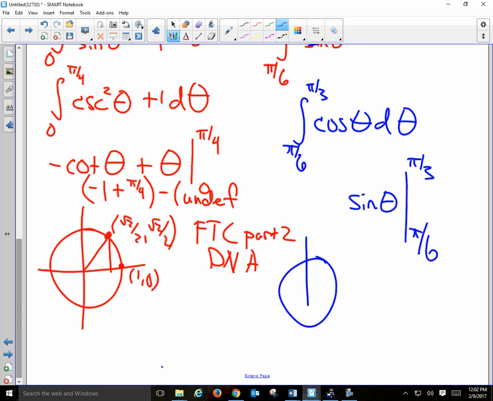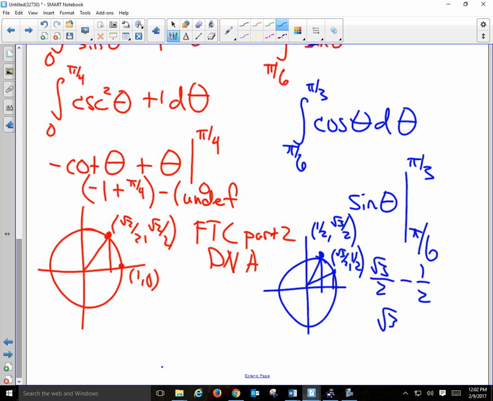Pi over 3 is how many degrees? 60 degrees. What's the terminal point at 60 degrees? 1/2 and root 3 over 2. Sine is the x value or the y value? Root 3 over 2. Minus, pi over 6 is how many degrees? 30. What's the terminal point? Root 3 over 2, yep, 1/2, very good, they change, and I get 1/2. So the root of 3 minus 1 all over 2 is the exact value of that integral.